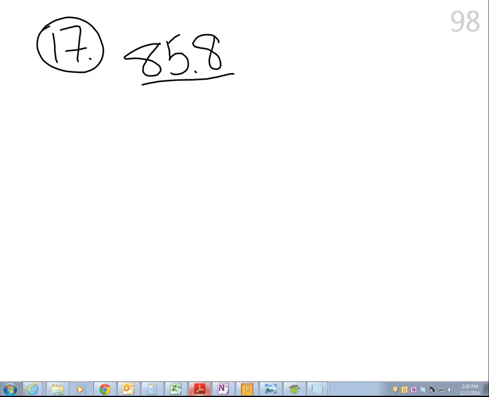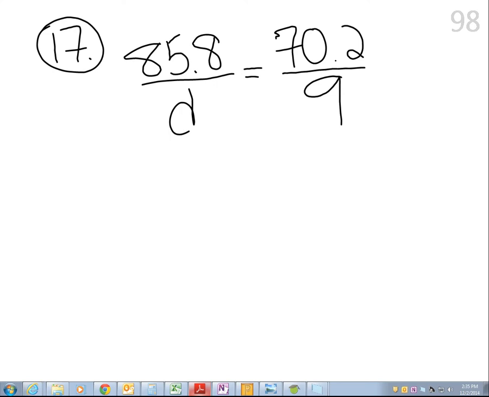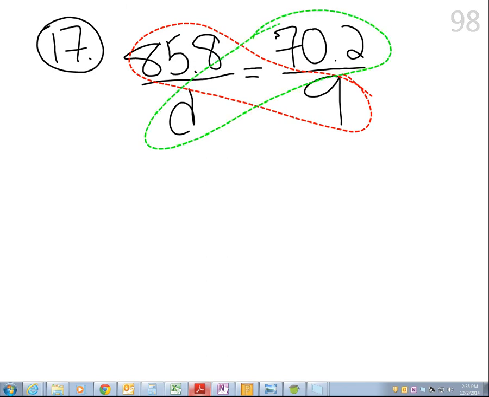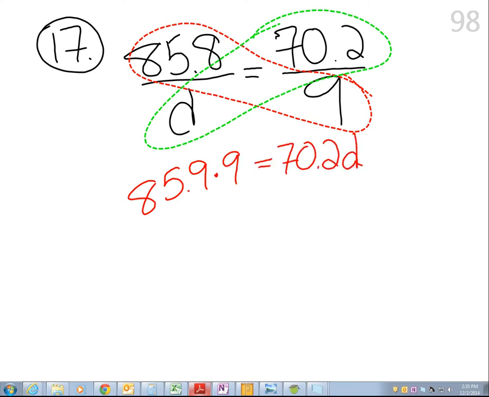So we have 85.8 divided by D, as in dog, equals 70.2 divided by 9. We are going to have to cross multiply these. It's going to be 9 times 85.8, and then 70.2 times D. So when I rewrite it, it's going to look like this: 85.8 times 9 equals 70.2 D.